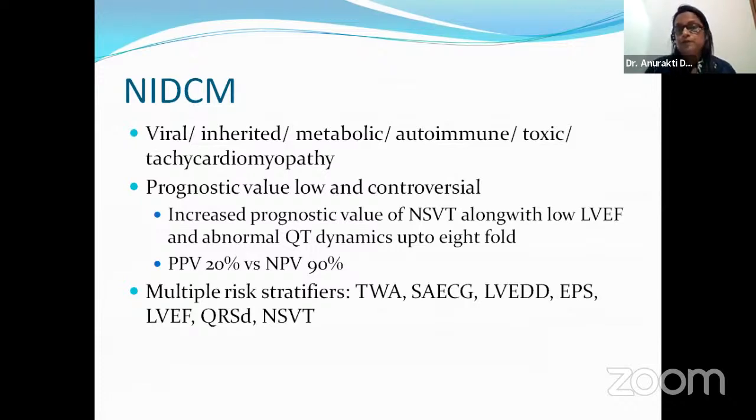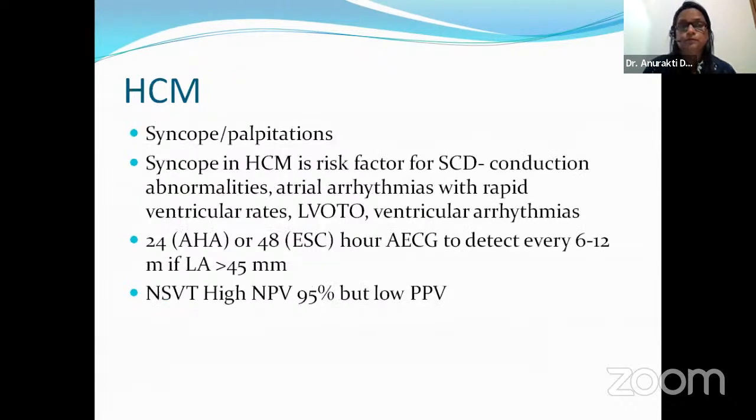We have multiple risk stratifiers for non-ischemic cardiomyopathy, which we can take into account while risk stratifying the disease. Hypertrophic cardiomyopathy, we all know that they can present with either syncope or palpitations, and syncope can be due to a variety of causes, not only ventricular arrhythmias. It can be due to LVOTO, it can be due to atrial arrhythmias with rapid ventricular rates, or it could be due to conduction abnormalities. So you can see a variety of things in hypertrophic cardiomyopathy patients.